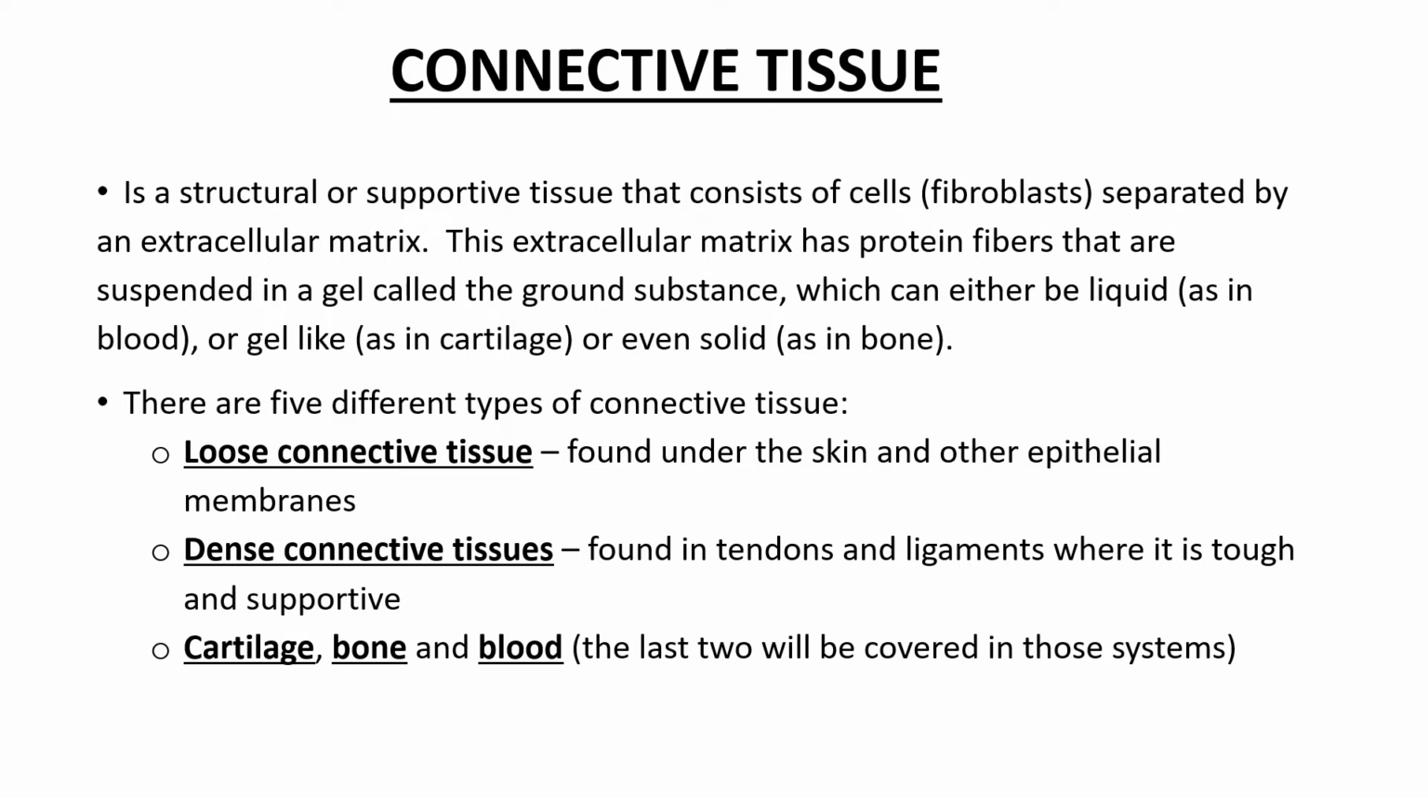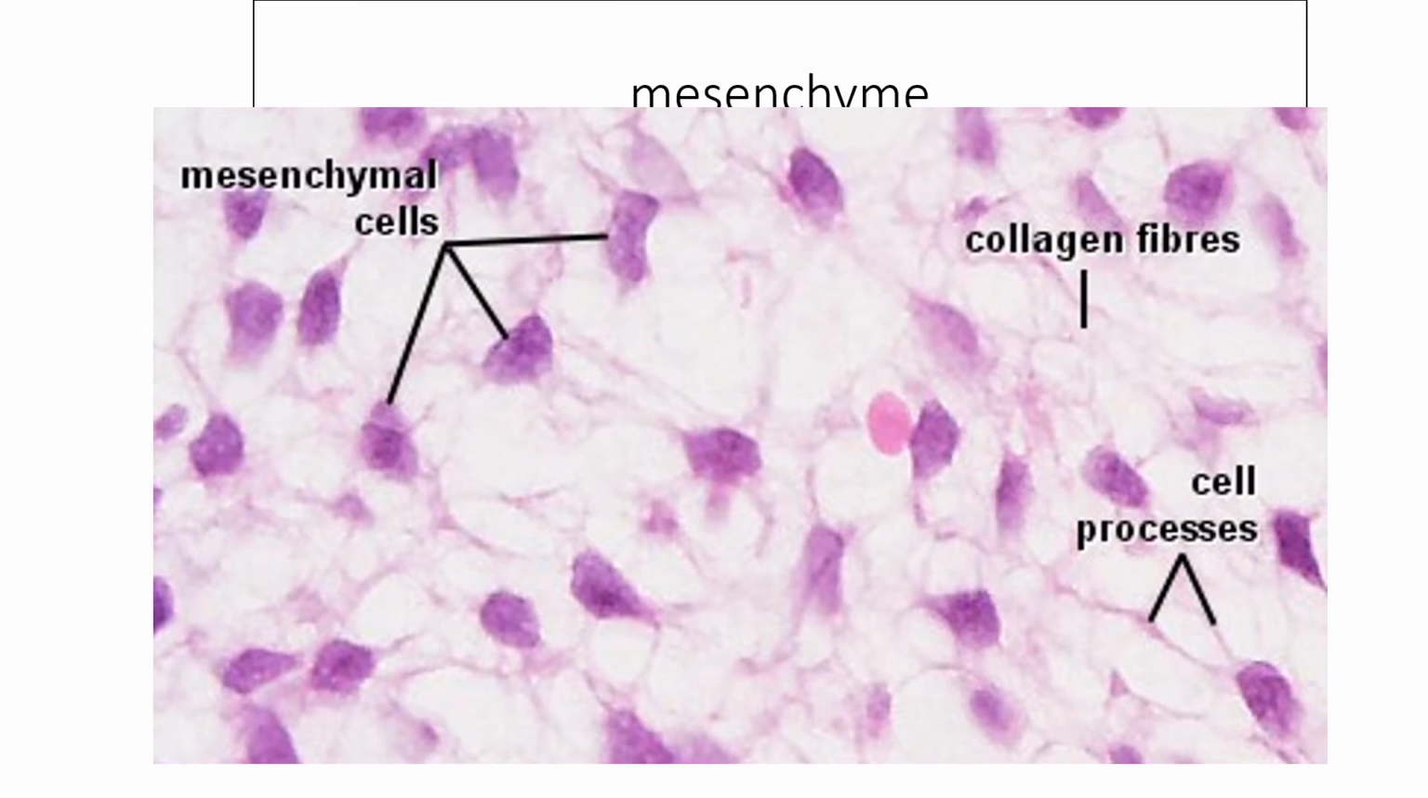Now, bone and blood we mention here and we show them to you, but they are covered in Chapter 6 with the skeletal system, and in Chapter 10 with the blood system. We do not cover nervous tissue or muscle tissue. Those are covered in the relevant chapters. Chapter 7 for skeletal and smooth muscle, Chapter 11 for the cardiac muscle, and then the nervous tissue is covered in Chapter 8. So here is mesenchyme, which is a primordial connective tissue which can develop into anything.